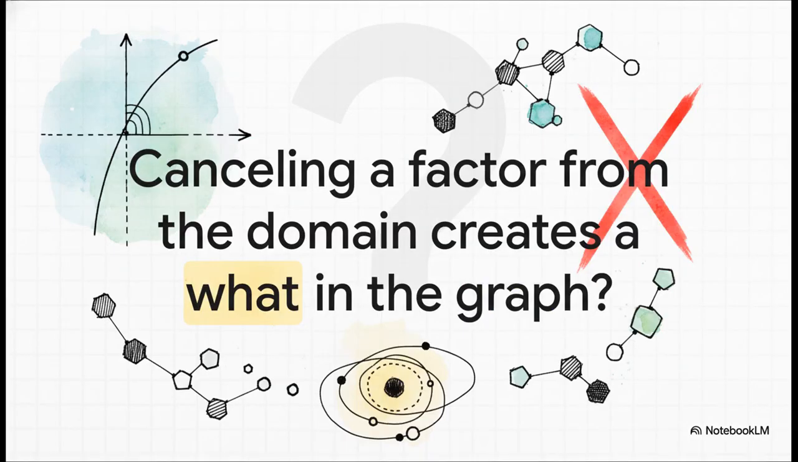So what does that actually look like? What happens on the graph? Well, when you cancel a factor like that, it creates something really cool called a hole. The graph looks like a perfectly normal line, except for one single, tiny missing point. It's a fascinating little clue about the function's deeper behavior, and honestly, it's a little preview of some of the awesome stuff you're going to get into in calculus.